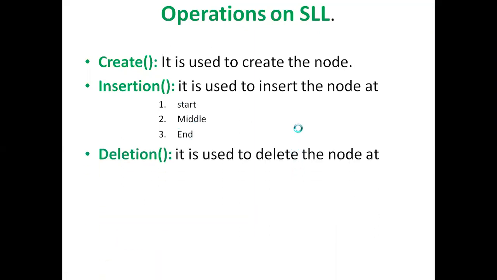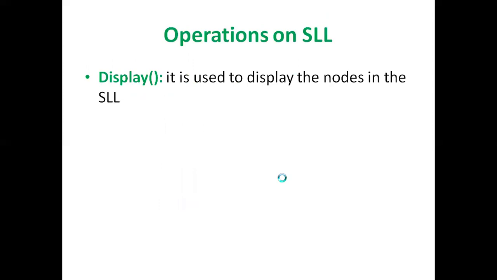Deletion. Deletion is also one of the single linked list operations. It is used to delete nodes at a particular position. Those are starting, middle and ending. That means we can delete the node at the beginning of the list, we can delete any node in the middle of the list, and we can delete the end node in the list.